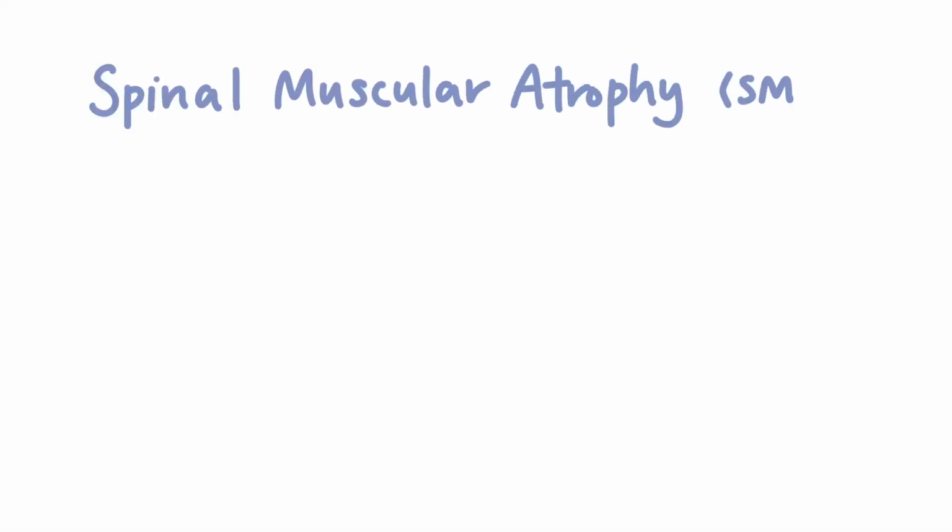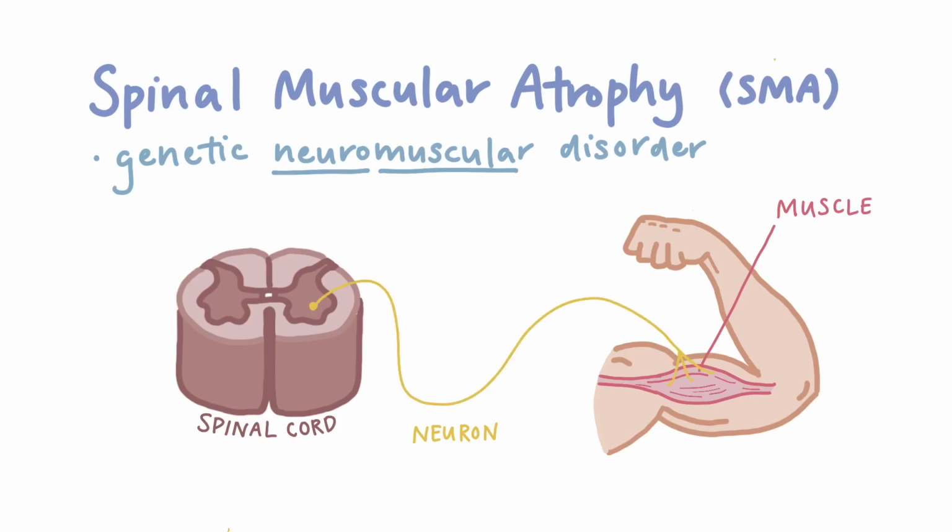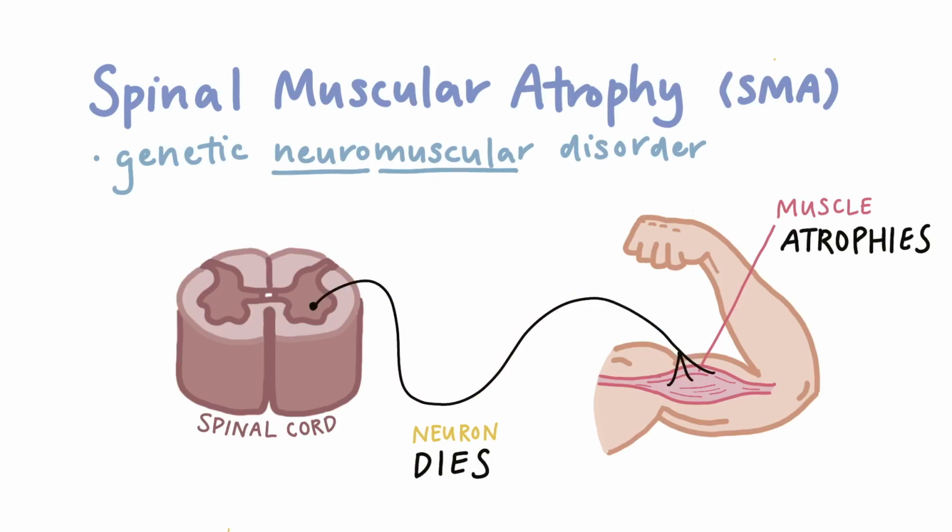Spinal Muscular Atrophy, or SMA, is a genetic neuromuscular disorder, meaning it affects neurons and muscles in the body. SMA causes neurons in the spinal cord to die and the muscles connected to those neurons to atrophy, meaning to get smaller and become weak.